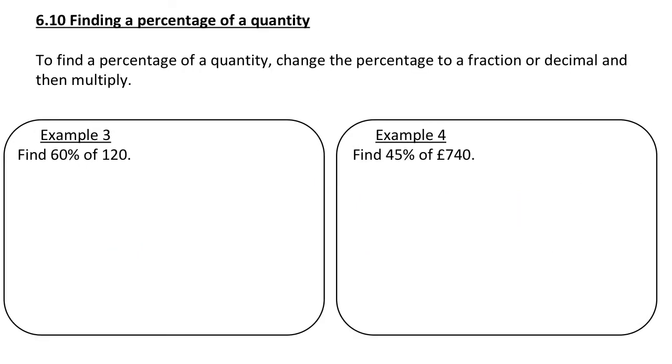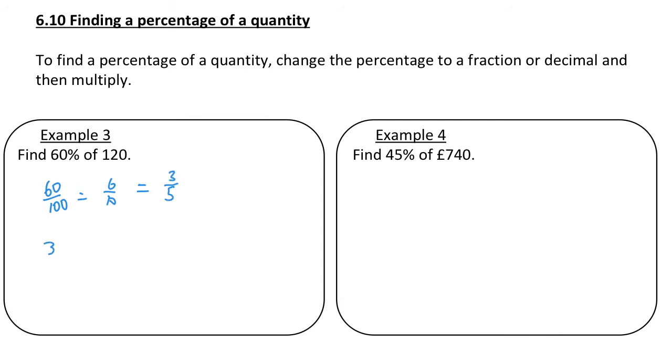Finding a percentage of a quantity. So to find a percentage of a quantity, we change the percentage to a fraction or a decimal and then multiply. So we've done in the past a fraction of an amount, and we've done multiplying numbers by decimals. So rather than doing any different strategy, that's our go-to. So 60% as a fraction, so that's 60 over 100, and that simplifies to 6 over 10, or 3/5.